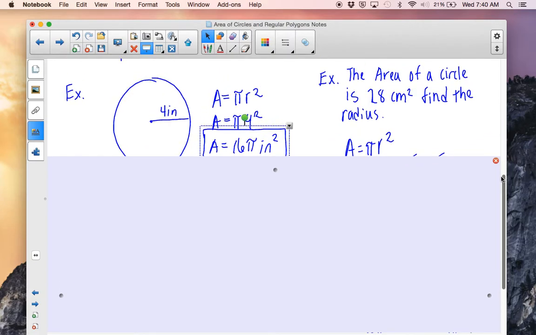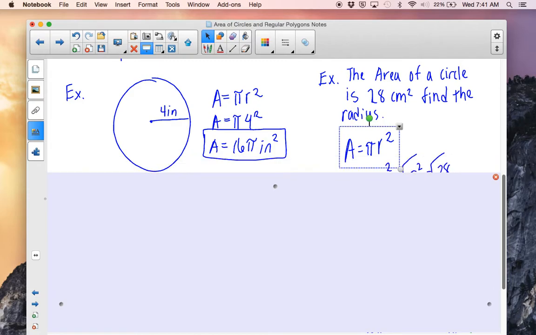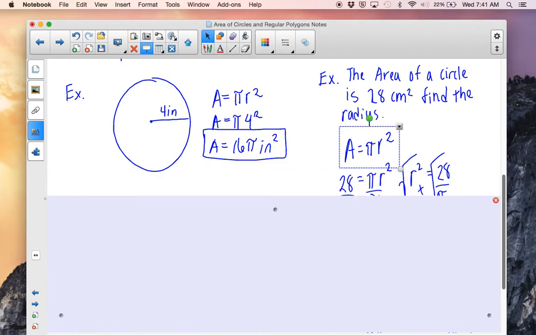Now let's look at the next example here. The area of a circle is 28 centimeters squared. Find the radius. So here you're working backwards. So you're going to start with your area formula. Area equals pi r squared. You're going to substitute what you know and find what you don't know. So what you know is 28. 28 equals pi r squared.